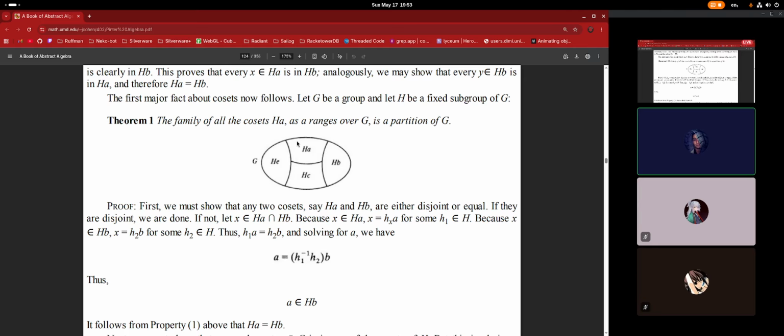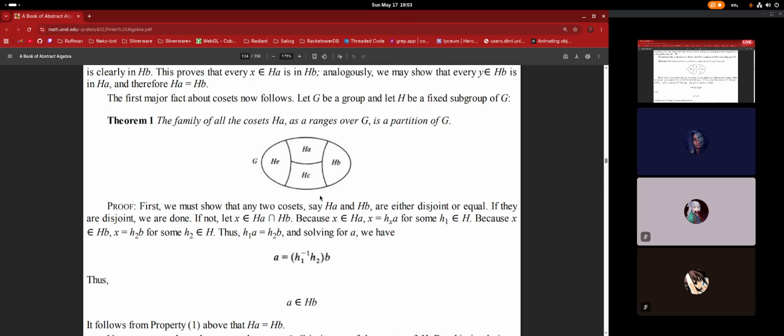Okay, again, just a reminder. What is a partition? The partitions are disjoint, and the union of them is equal to the group, right? That's what they are. So we must show that any two cosets, say Ha and Hb, are either disjoint or equal, which is very convenient because that's kind of how we prove partitions. If they are disjoint, we are done. If not, we say that x is within the intersection of them.